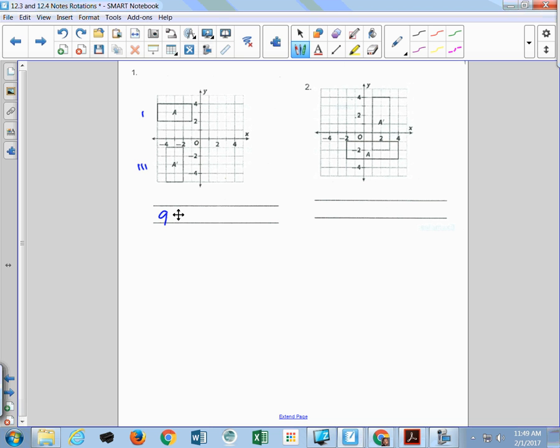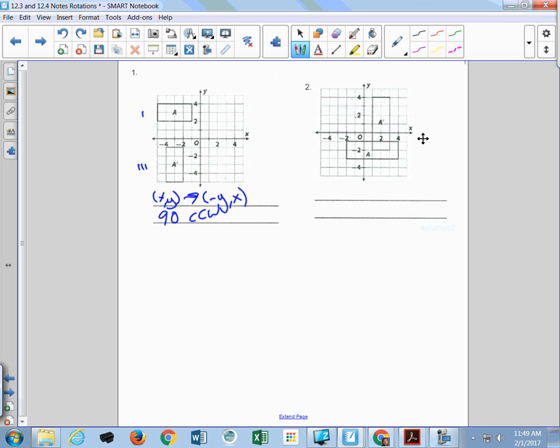So 90 counterclockwise. What is our rule for 90 degrees counterclockwise? Well, that's going to be X, Y, and then our little arrow, and then we flip the X and the Y, and for counterclockwise, we're changing our Y to its opposite. So there's our algebraic rule.